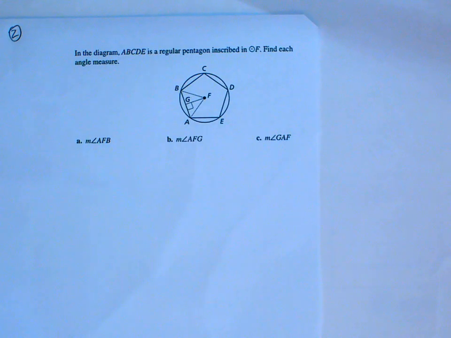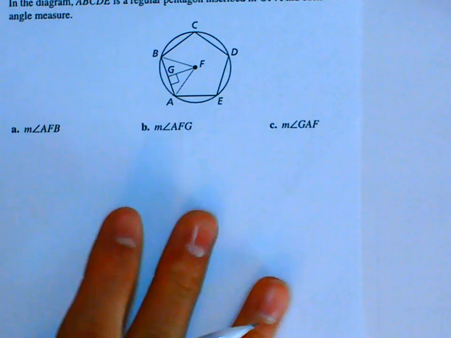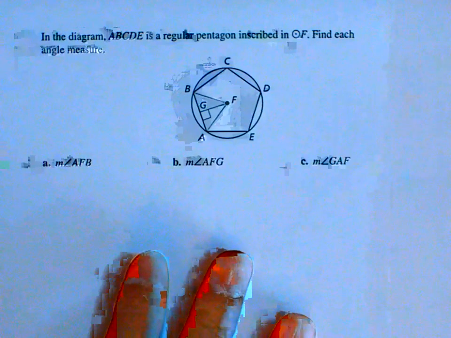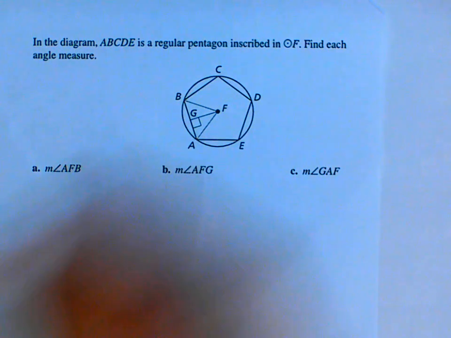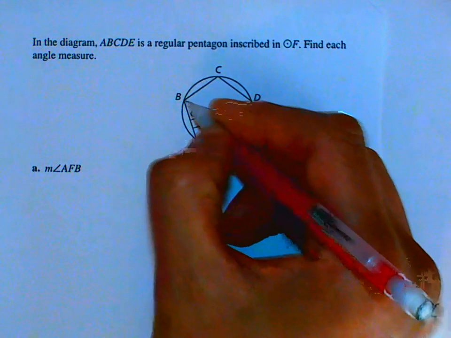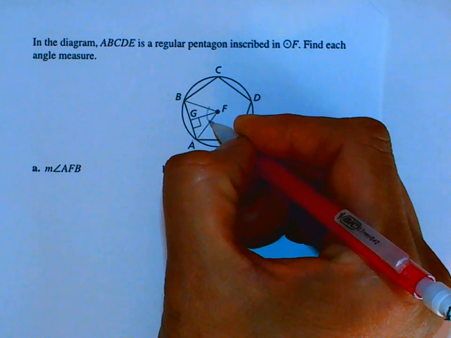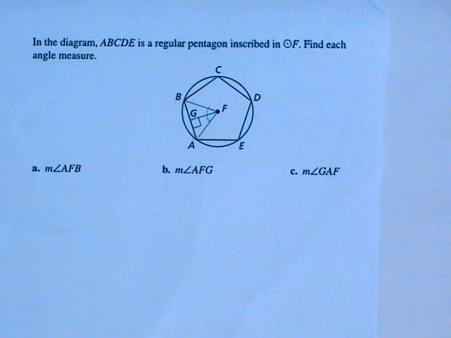Okay, so in this example, let me zoom in a little bit. It says in the diagram, by the way, example 2. It says that it's a regular pentagon. That means it has 5 sides. So they want to know each angle measurement. So the first one is angle AFB. That's this whole angle right there. That happens to be the central angle.